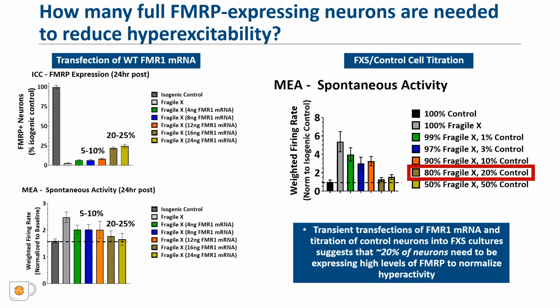The data from experiments in which FMRP expressing neurons were mixed with Fragile X neurons is summarized in the upper right portion of the slide. Here, the increased spontaneous activity in Fragile X neurons in the gray bar over control neurons in the black bar shows a partial normalization when less than 10% FMRP expressing cells are mixed into the culture. Only when 20% or greater FMRP expressing neurons are added is the hyperexcitable Fragile X phenotype fully rescued. Therefore, transient transfections of FMR1 mRNA and titration of control neurons into Fragile X cultures suggest that 20% of neurons need to be expressing high levels of FMRP to normalize hyperactivity.